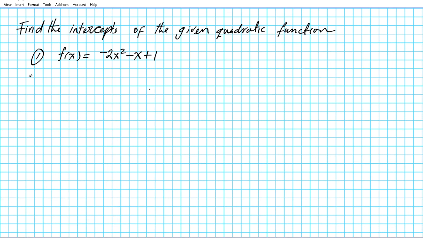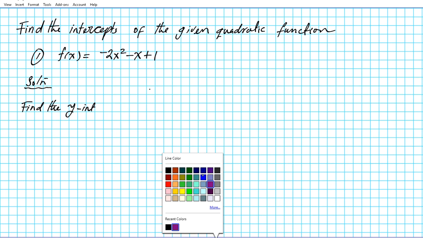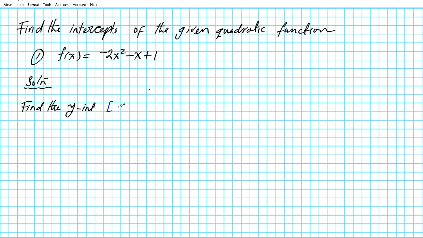Let's go ahead and start off by looking for the y-intercept. If we want to find the y-intercept, all we're going to do is set x equal to 0 and solve. If you want to look for one intercept, for example the y-intercept, you set the other variable to 0 and solve. And if you want to find the x-intercept, you set y equal to 0 and solve.